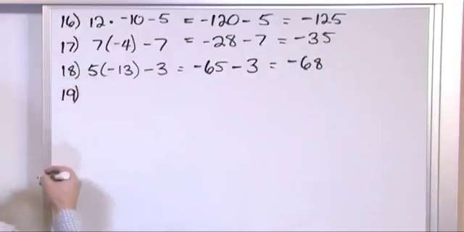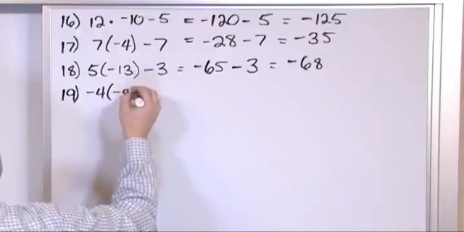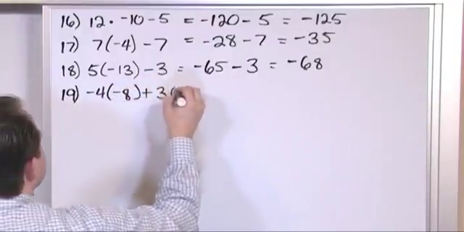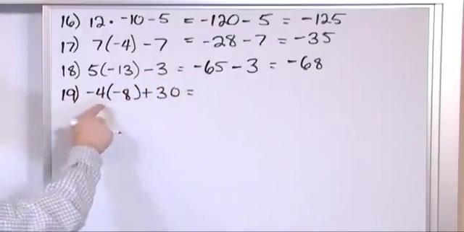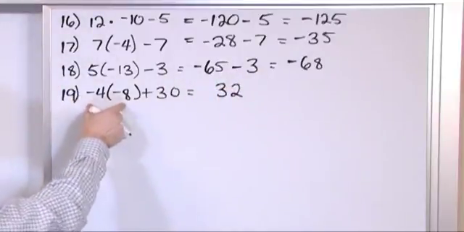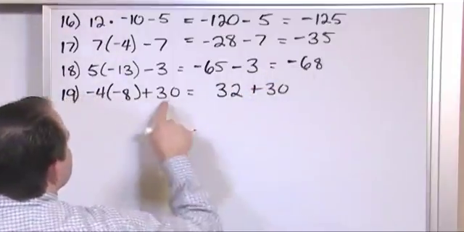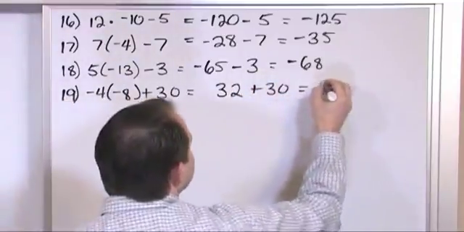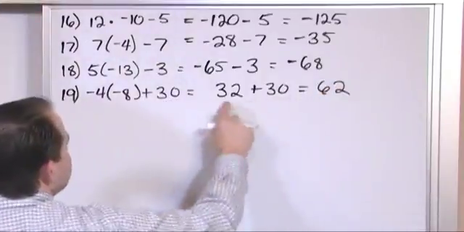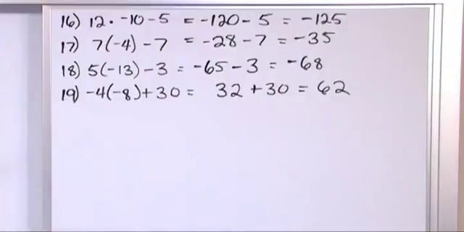All right, and let's look at number 19. Let's say we have negative 4 times negative 8 plus 30. Well, 8 times 4 is 32, and it's going to be positive because these are both the same sign. They're both negative. And we still have to add the 30 from our problem, and so what we're going to have in the end is 62. There's nothing really to do here. You just add them up. The sign is positive because it's a regular addition.